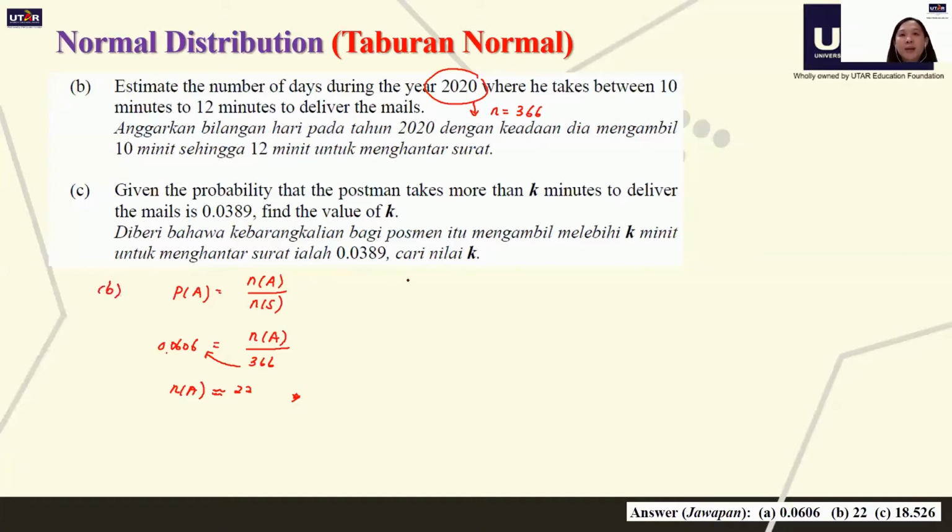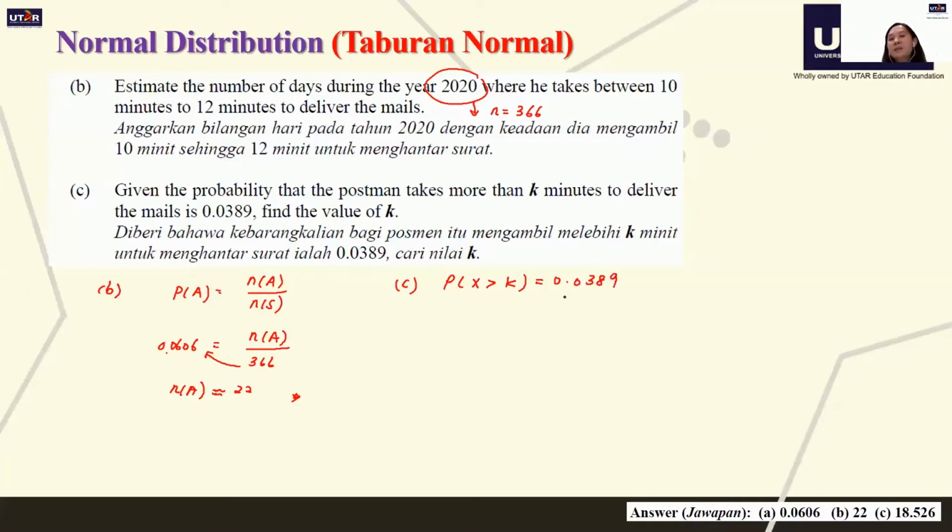Then we go to part C here. Given that the probability that the postman takes more than K, the time taken for more than K to deliver the mails, is 0.389.